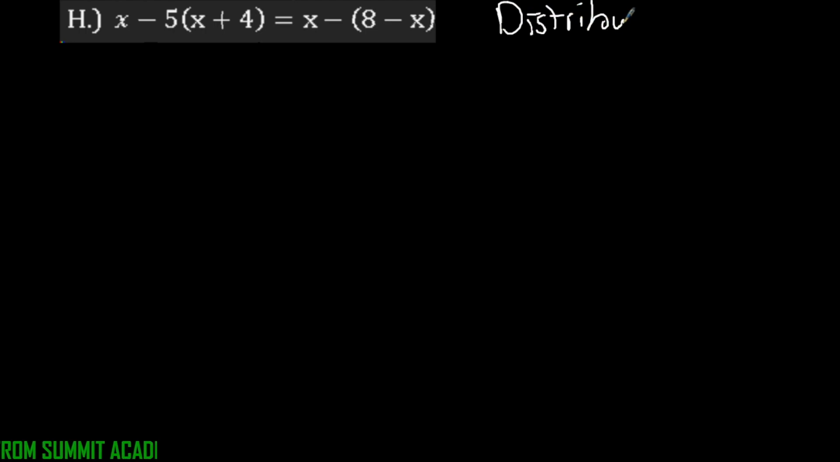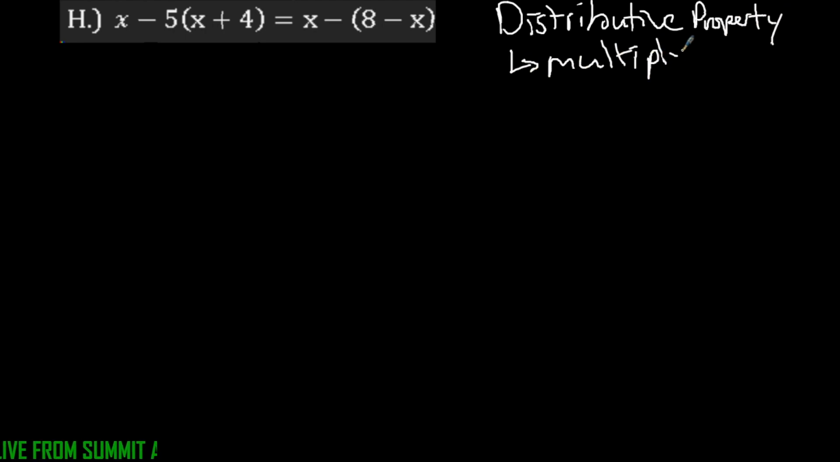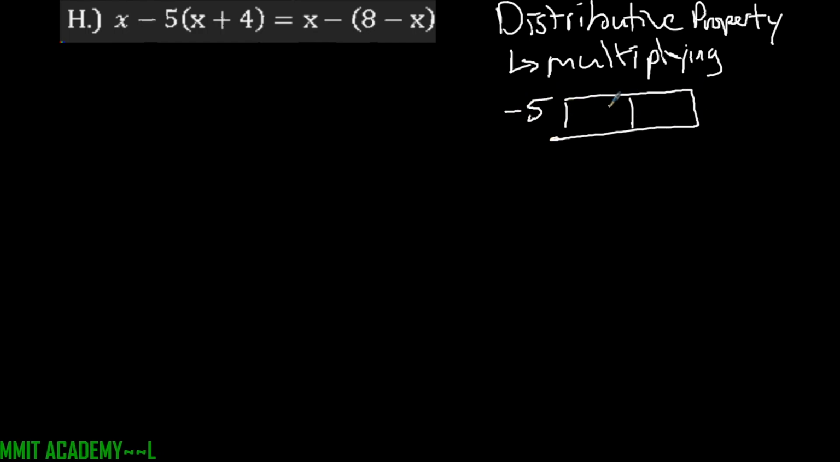So distributive property means multiplying each term on the inside of the parentheses by the outside amount. So what I'm going to do is like this. I have -5 on the outside, and I'm going to be multiplying it times x and 4. So I have to multiply each of those terms by -5. So if I do -5 times positive 1x, that's -5x. And if I do -5 times positive 4, that's going to be -20.